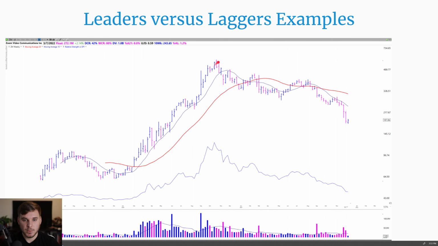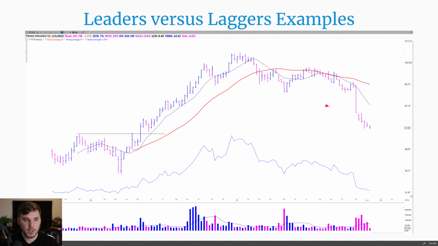Next up, we've got Zoom, another example from 2020. Great stage 2 uptrend right here. And then we formed a stage 3 here, which is kind of chopping around these moving averages. And now we've entered a stage 4 decline. So once again, people are trying to buy the dip here, here, here. It just keeps on dipping. So once again, wait until the trend of the stock is back in your favor and it restarts a stage 2 uptrend.